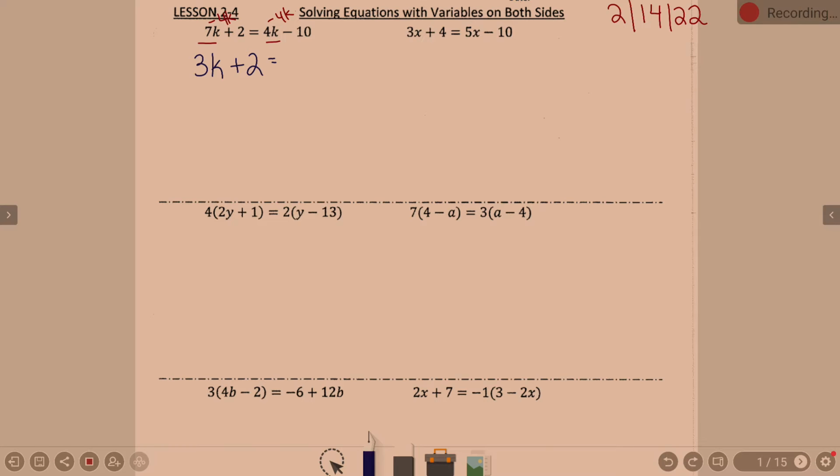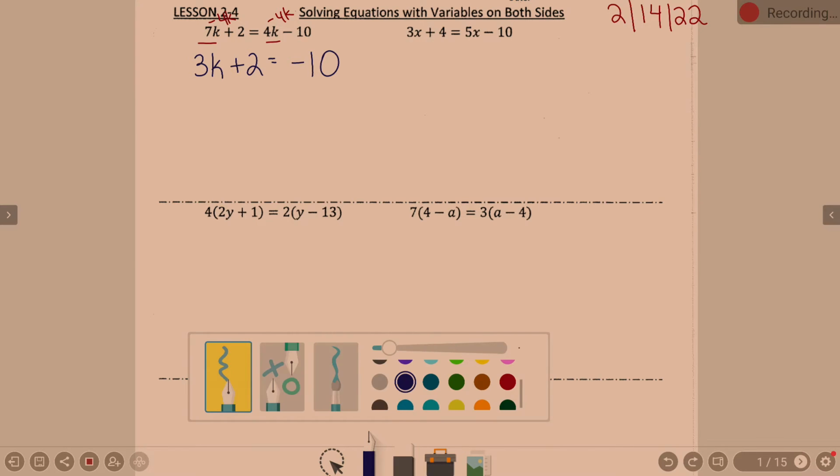Okay. What about 4k minus 4k? That's 0, yes. And then what remains once those 4k's are gone? Negative 10. Okay. Now, this looks exactly like what we would have done in lesson 2.2. This is a 2-step equation. We have the 3k. Now we want to move the number away. So if it's a plus 2, the opposite of adding 2 is to subtract 2.